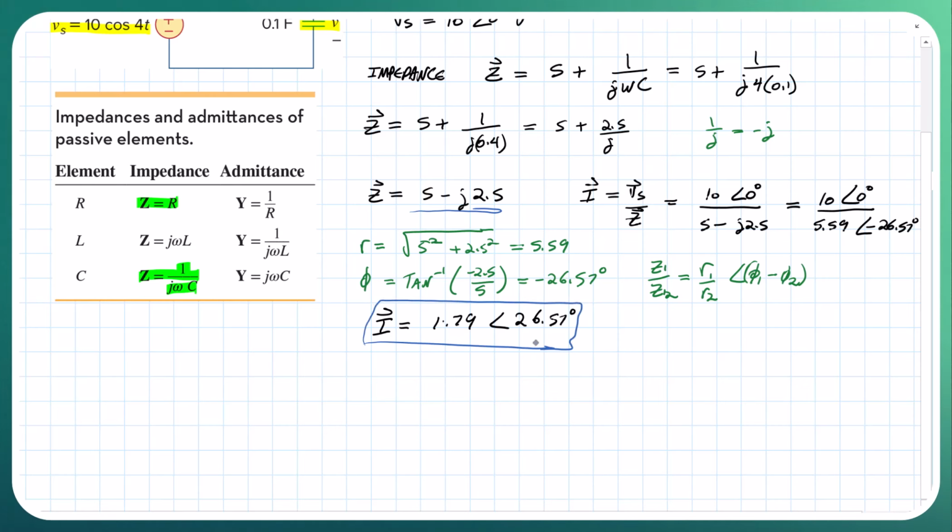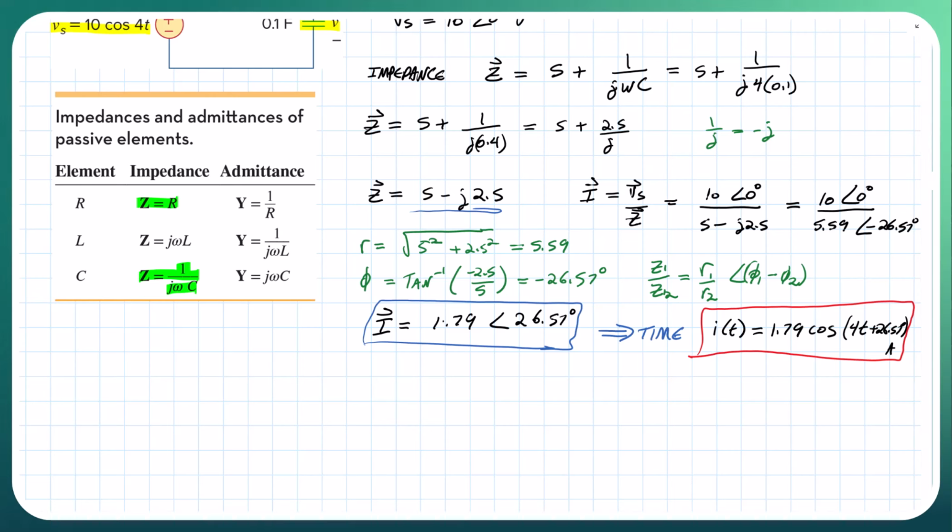Now we just need to put it in time domain. What that gives us is I of t is equal to 1.79 cosine. We said our omega was 4, so 4t plus 26.57 degrees, and this is in amps. So we've solved for one part of this problem.